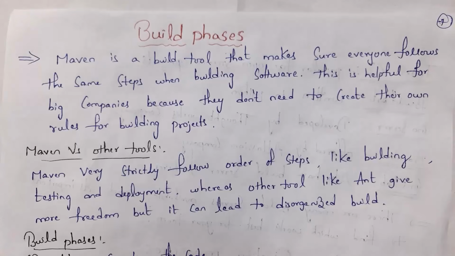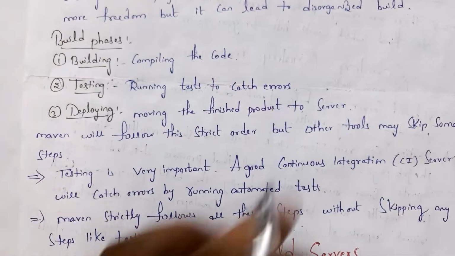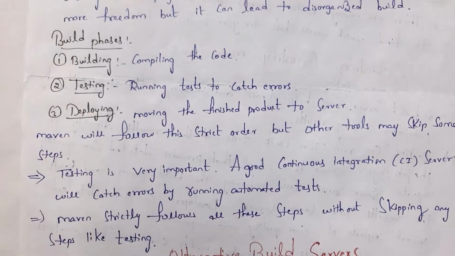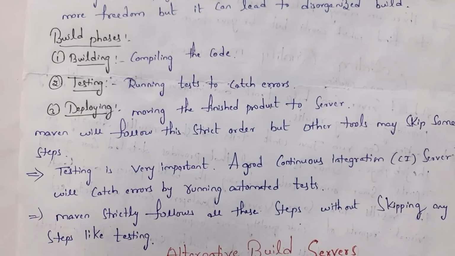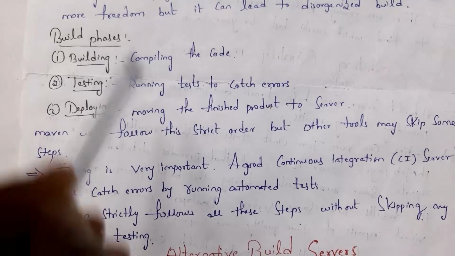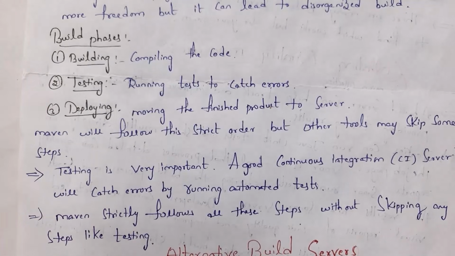Guys, for example, if you consider Maven, Maven strictly follows three steps. They are building, testing, and deployment. Whereas if you consider tool like Ant, in Ant we can skip testing. It will not follow rules strictly. If you skip any of these steps, then software quality will decrease. These are three phases in Maven. They are building, testing, and deployment. Guys, Maven will follow order strictly, whereas other tools may skip some steps. If you want to produce high quality software, then testing is very important. A good CI server will catch errors by running automated tests. Maven strictly follows all the steps without skipping any of the steps like testing.